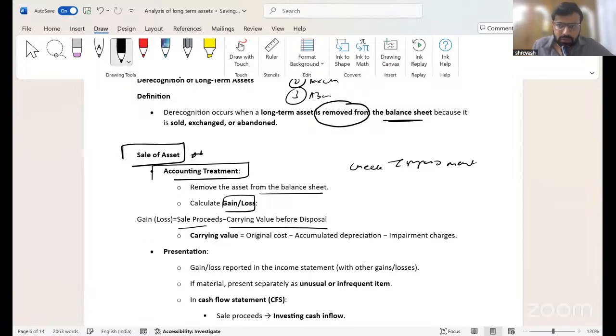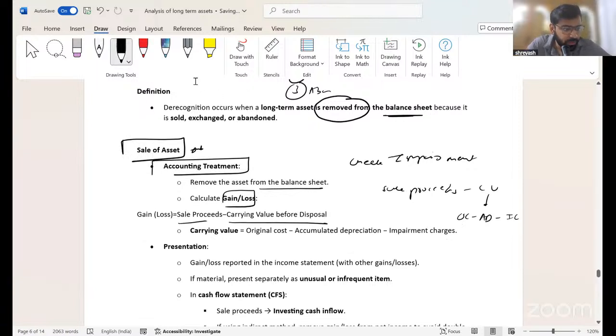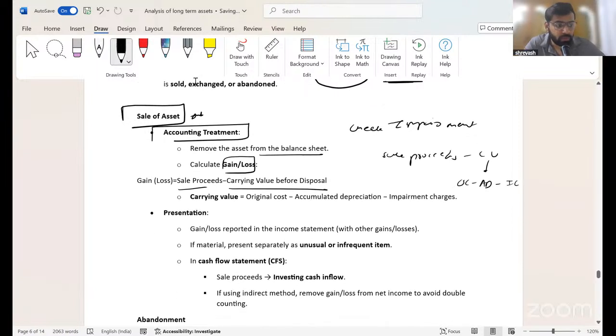Okay. So, sir, fair enough. When I'm comparing and calculating the gain or loss, I take the sale proceeds minus carrying value. How would the carrying value be calculated? It would simply be original cost minus the accumulated depreciation minus whatever the impairment charges are. I hope you are clear with the logic of accumulated depreciation. I don't think I need to repeat that here.